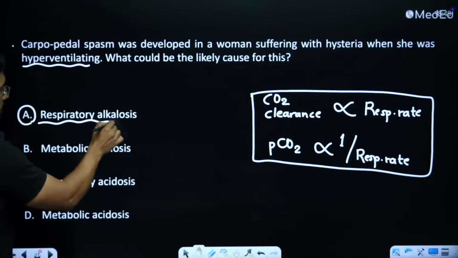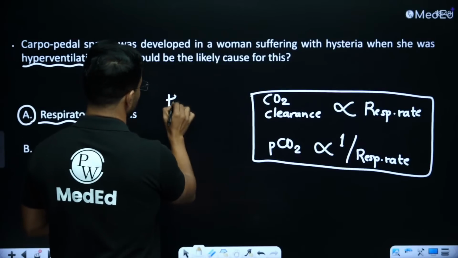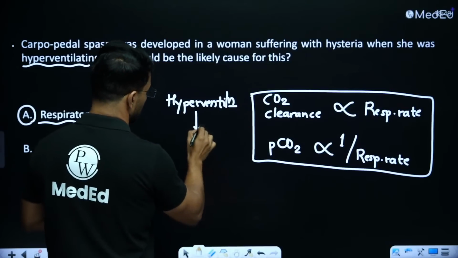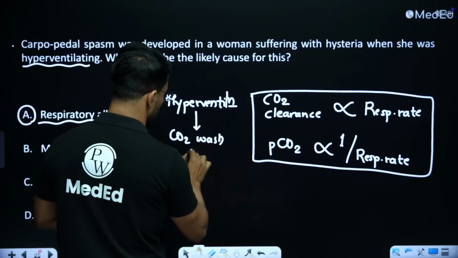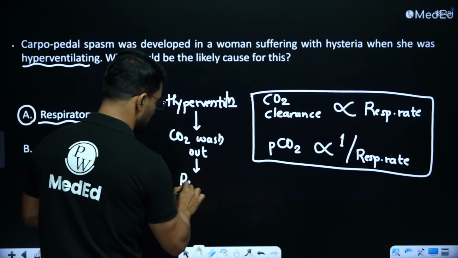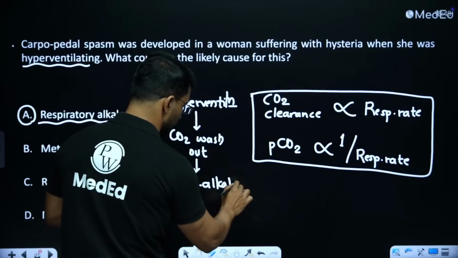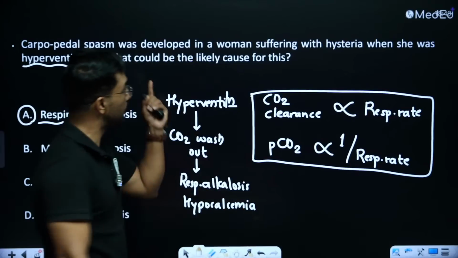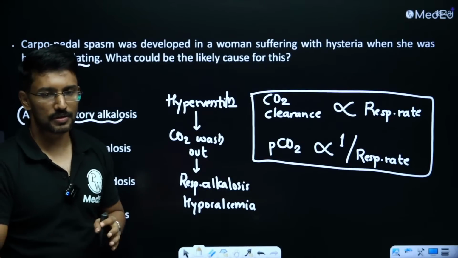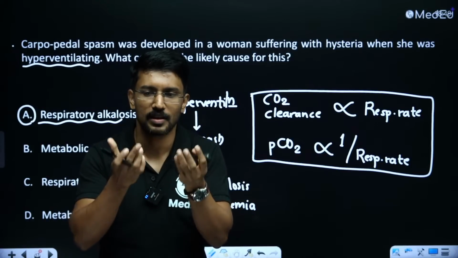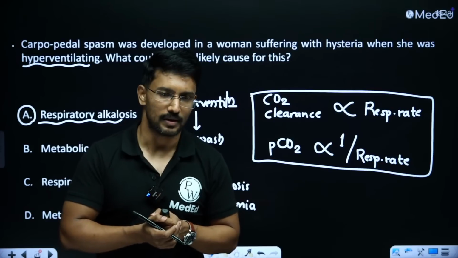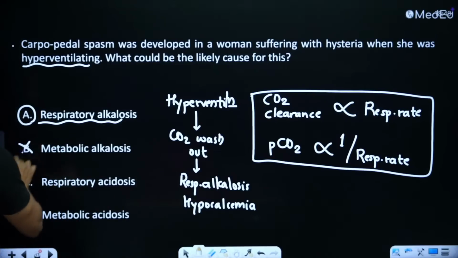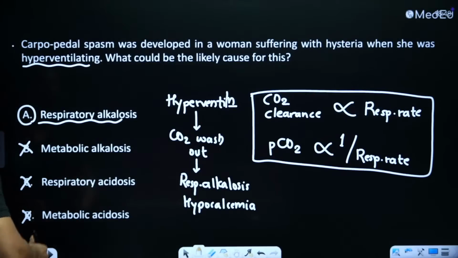Respiratory alkalosis. So hyperventilation results in carbon dioxide washout, and CO2 washout results in respiratory alkalosis and hypocalcemia. That's why when someone with hyperventilation comes with hypocalcemic signs, we don't give them calcium injections, rather we give them a polythene bag and ask them to breathe in the polythene bag, so that whatever carbon dioxide they are washing out, they rebreathe it, right? Okay, so answer here will be respiratory alkalosis, nothing to do with metabolic, and of course not acidosis.